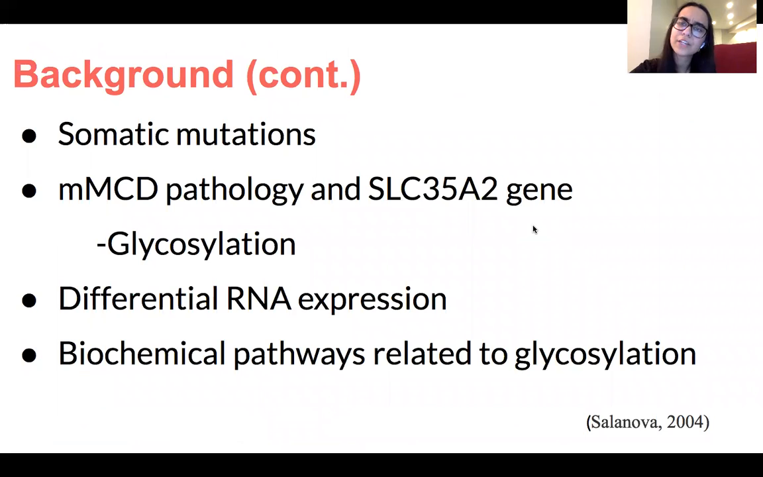For our project, some specific terms to note are somatic mutation, which I have a diagram of on the next page, but they are genetic alterations during cellular differentiation. The MMCD pathway is associated with the SLC35A2 gene, also known as the glycosylation gene. 20 to 40% of patients with MMCD pathology were also associated with the SLC35A2 gene, which made me interested in looking in the different transcriptomes of these patients.